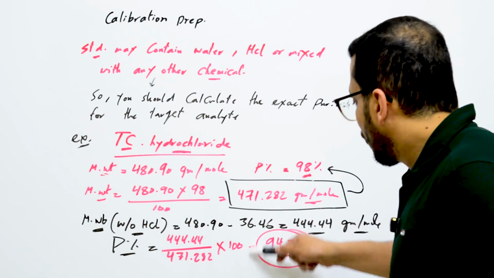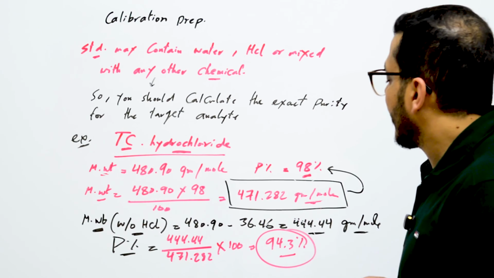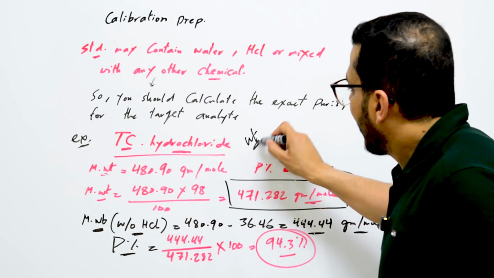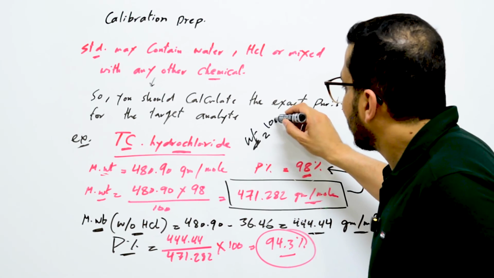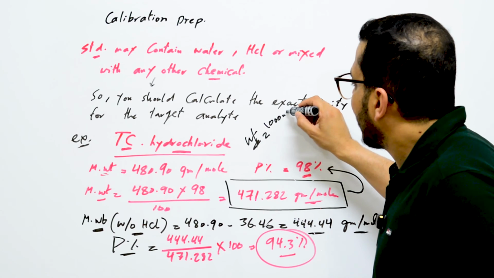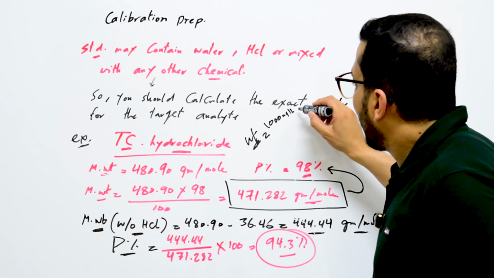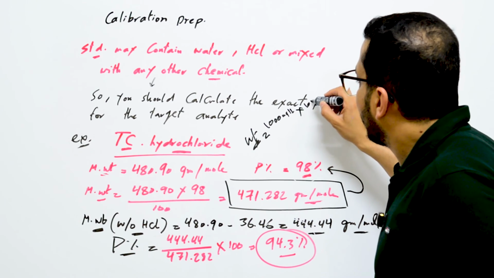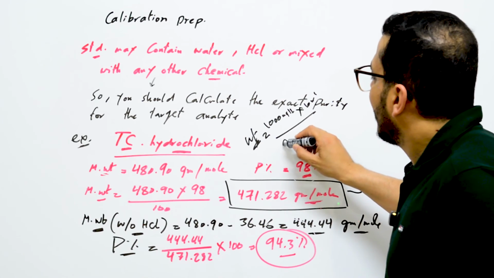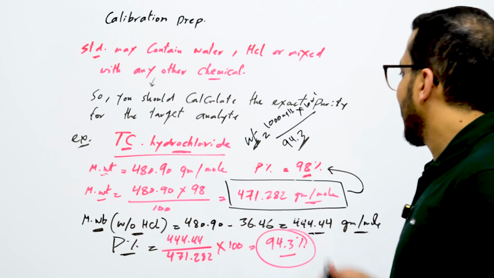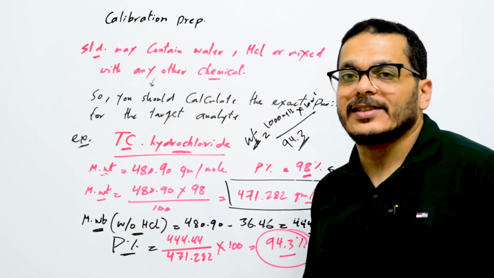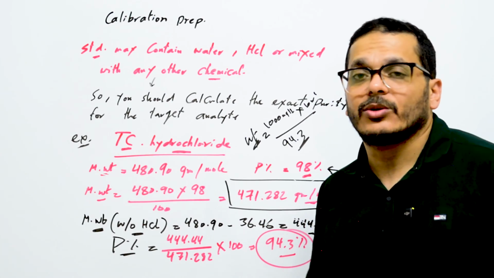So you should use this in the other equation. Weight equals C, the concentration that you need to prepare, as I said, 1000 milligram per liter, multiplied by volume 10 ml, divided by purity, which will be 94.3. The purity is not 98 in this case, but 94.3 for the tetracycline only without HCl.